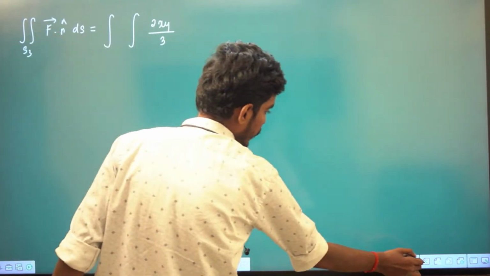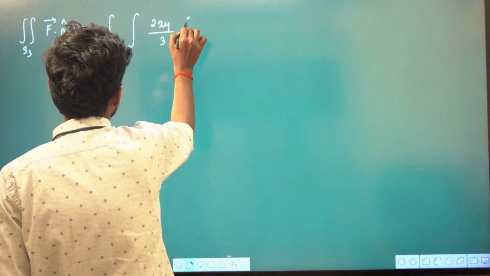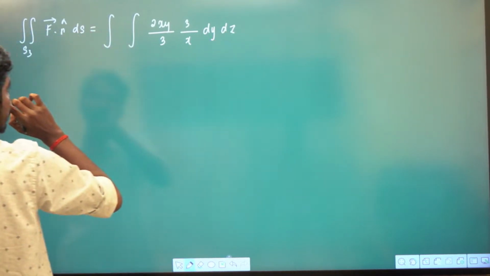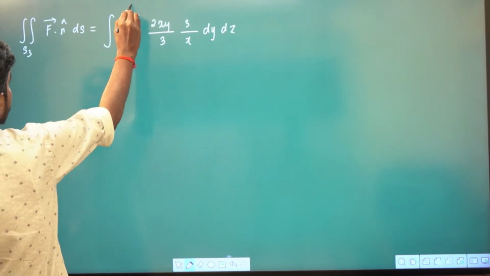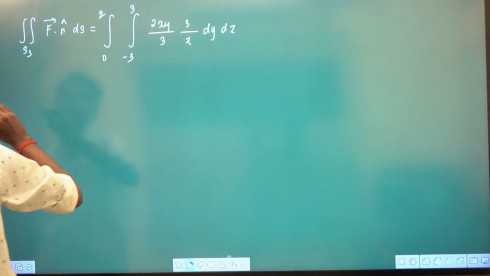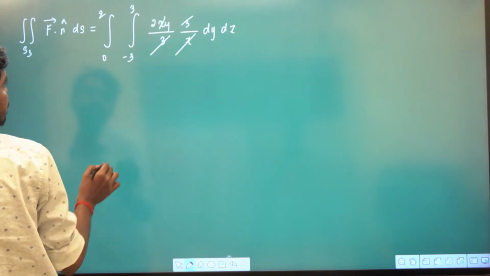ds is 3 by x dy dz, right? And we know y varies from -3 to 3, z varies from 0 to 2. This is your S3 now. So the 3 and 3 will get cancelled, x will get cancelled.